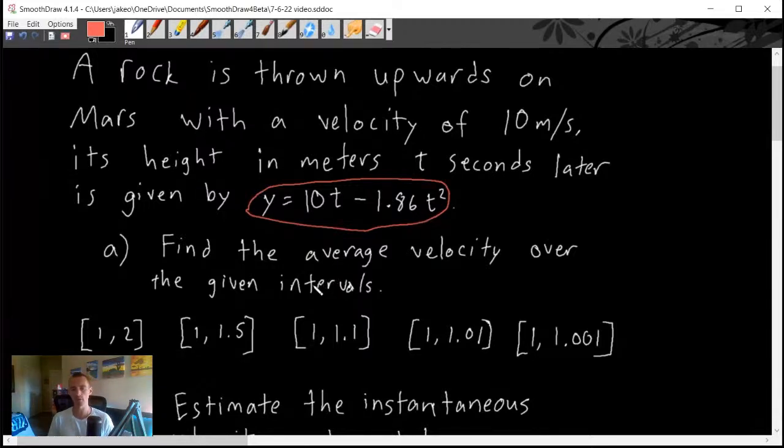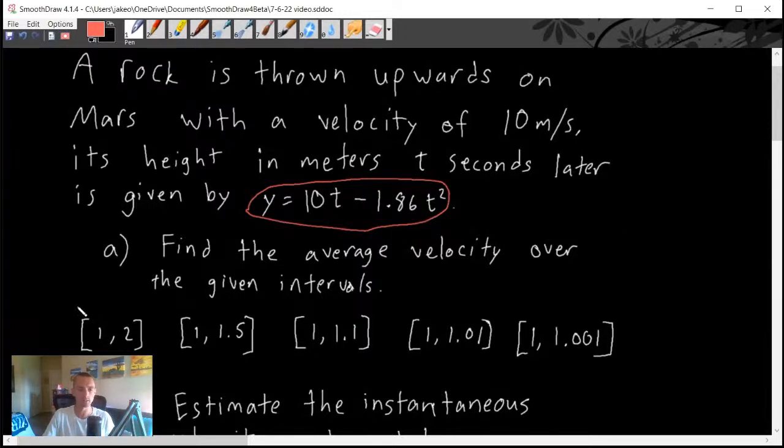Before we jump into that, I want to take a quick second to explain the difference between average velocity and instantaneous velocity. Average velocity is the average speed that an object is moving over a period of time. That's a very important distinction: average velocity refers to the average over a given duration of time.